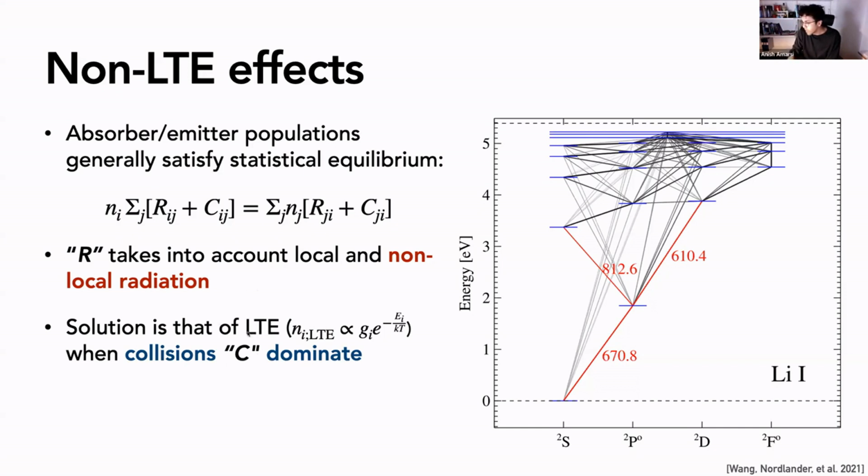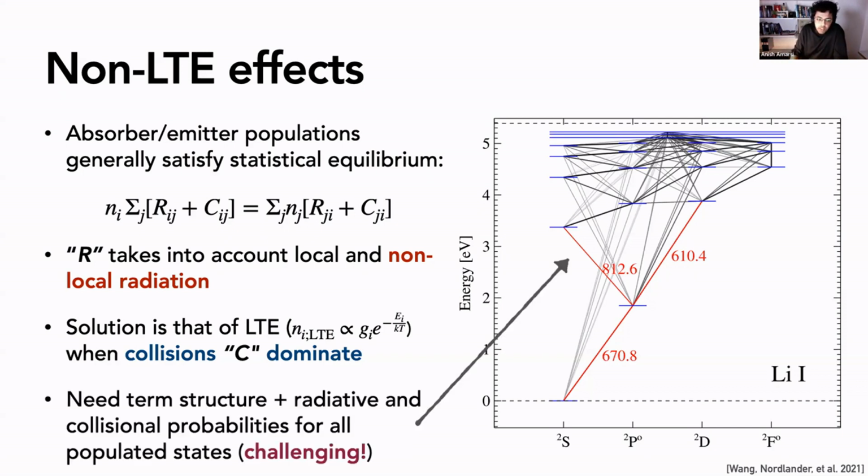So in other words, if the collisions dominate, then we will get back into LTE. So LTE now in this would mean that the populations satisfy the Boltzmann distribution and the Saha equation and so on. So we have to solve this equation. If we relax the assumption of LTE, we have to solve this equation and see what happens.